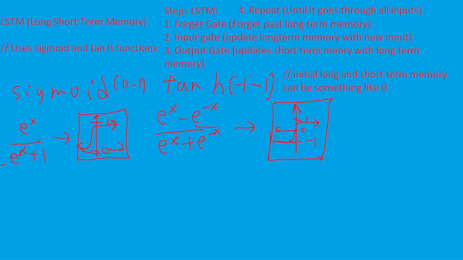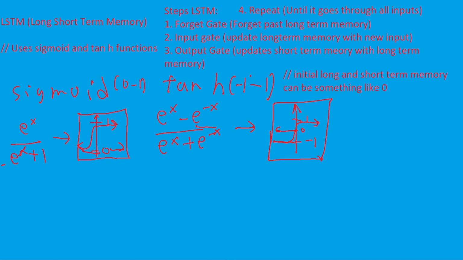So the steps for an LSTM. 1. Forget gate. Forget past long-term memory. It has no effect if the initial long-term memory doesn't exist. 2. Update long-term memory with the new input. 3. Output gate. Update short-term memory with long-term memory. 4. Repeat until it goes through all the inputs.